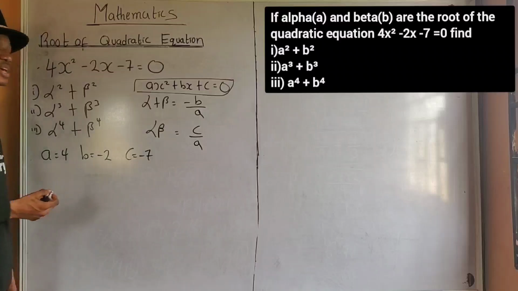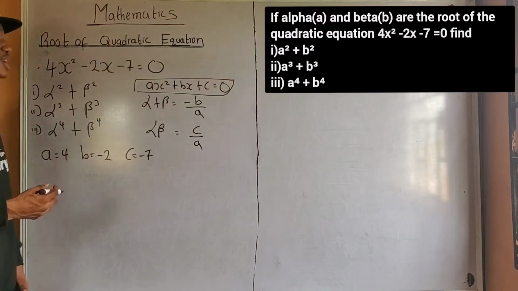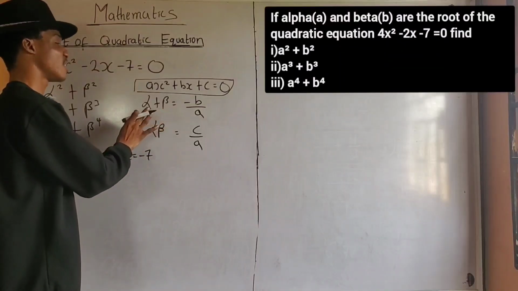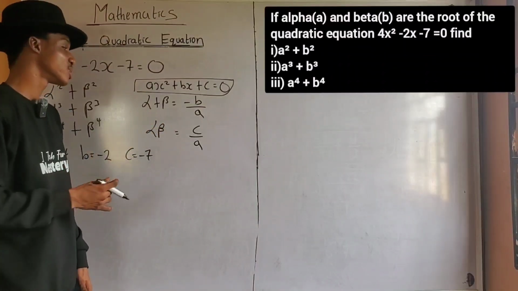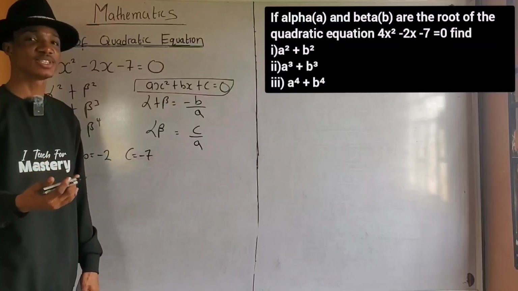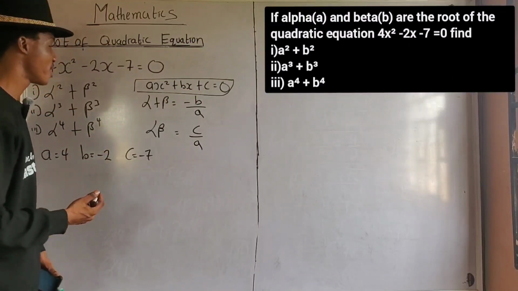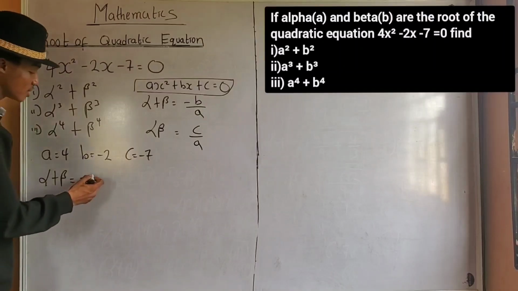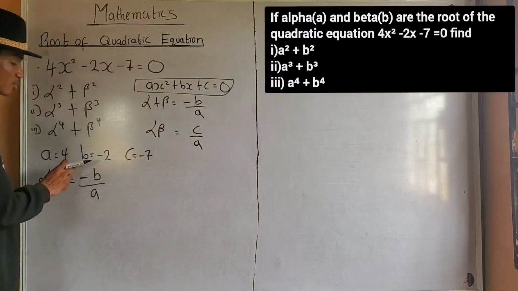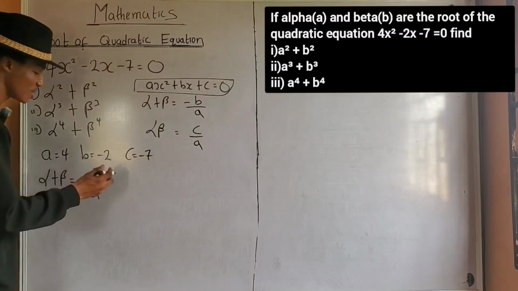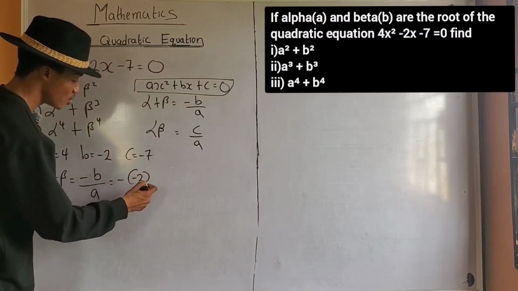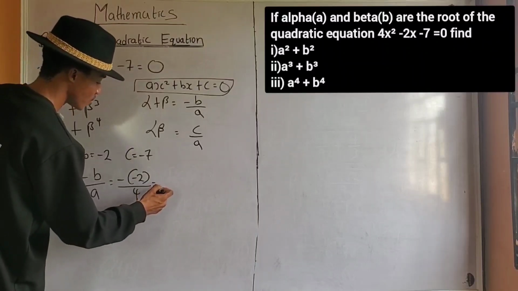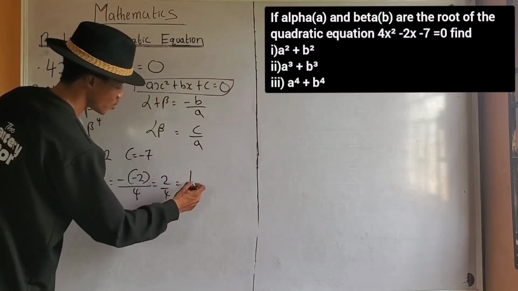Okay, having identified your a, b, and c, the next step is that we have to get the sum of roots and the product of roots. The sum of the roots is alpha plus beta, while the product of the roots is alpha beta, since we've established it in our previous class. So here, alpha plus beta is equal to minus b all over a. Now, don't forget that b equals minus 2. So I'm going to have minus 2 all over a. A is 4, so I'm going to have all over 4 here, which in turn will be 2 all over 4. 2 over 4 is 1 over 2.